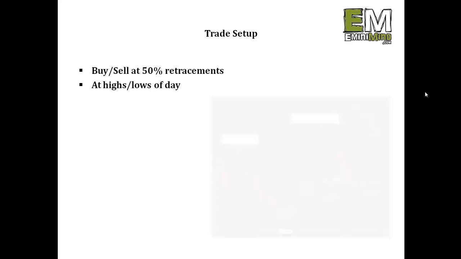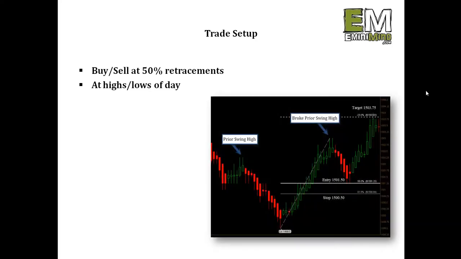So the trade setup in itself, we will be looking at buying and selling 50% retracements, and we'll be looking at highs and lows of the day. And that's something that's rather important, and I have some examples here in a couple of slides. So the entry criteria themselves, I have a chart that breaks down what I'm looking for, but it really needs to be visible on a 512 tick chart, as we have in front of you.